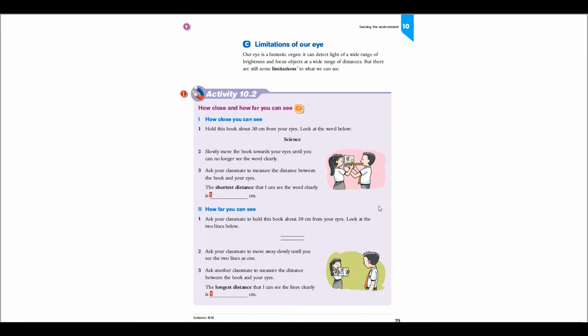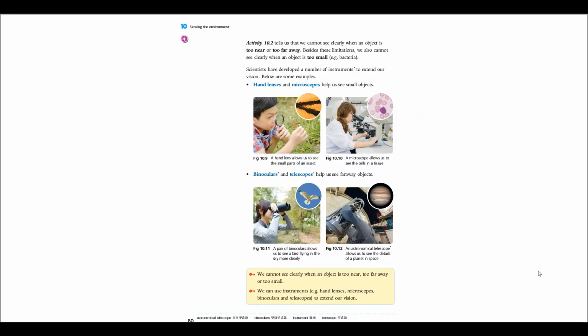I've just now talked about how we can see things, but then of course we cannot see everything in this world at the moment, right? So we have limitations. So there are actually a lot of limitations of our eyes. So for activity 10.12, it mentions how close and how far you can see. So that means the distance, alright? But actually, apart from the distance, there are also other limitations. So actually there are 3, we can say. So I'll talk about these 3 now.